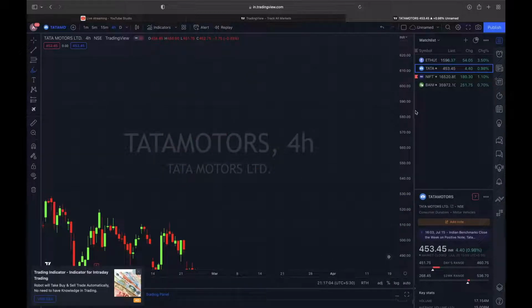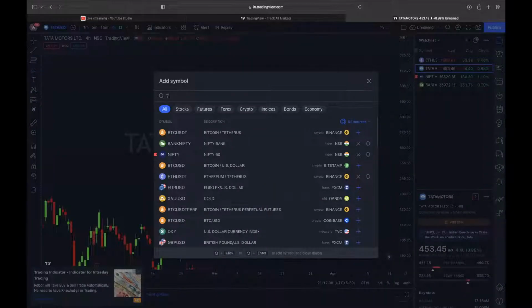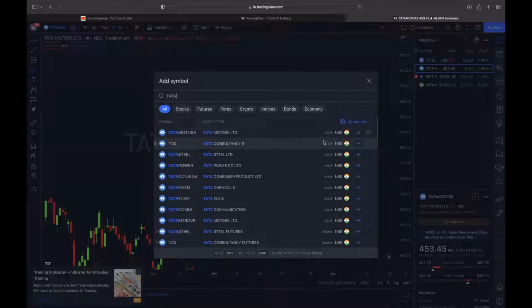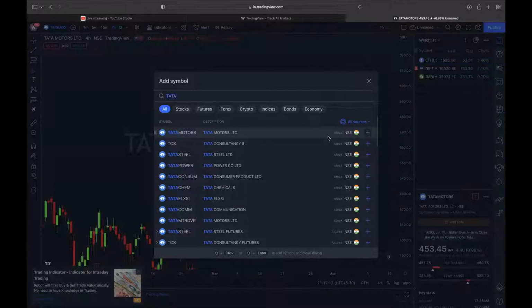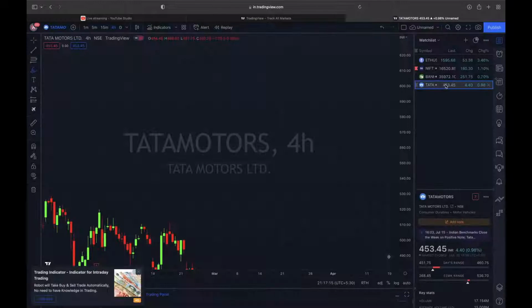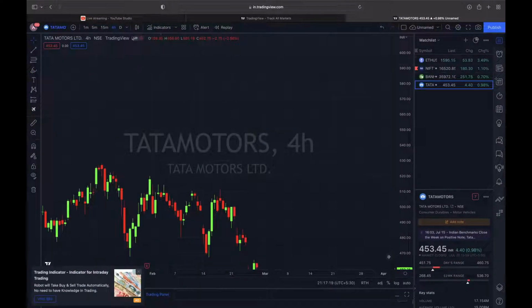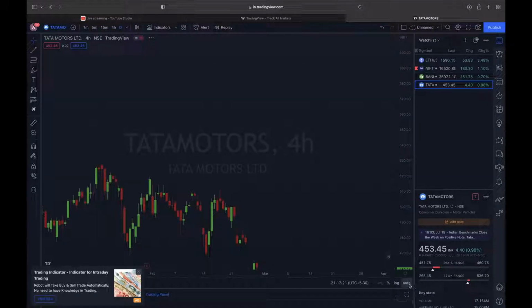Okay, let's see other examples. So someone is saying Adani, but I hate Adani. Let's go for Tata, the opposite of it. Okay, let's go for Tata Motors. Okay, so it was Tata Motors itself. Let's go for the 1 day time frame.